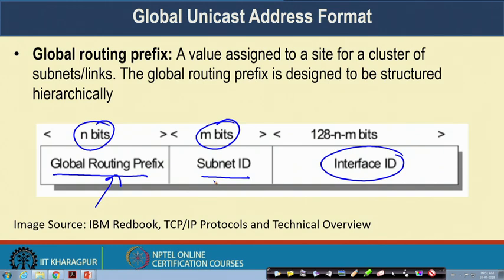So the routing agencies design this global routing prefix such that you can structure the entire internet in a hierarchical way, and then inside that individual level you can have the subnet ID followed by the interface ID. The prefix, the way we have noted it in CIDR, is used to denote the global routing prefix plus the subnet ID.